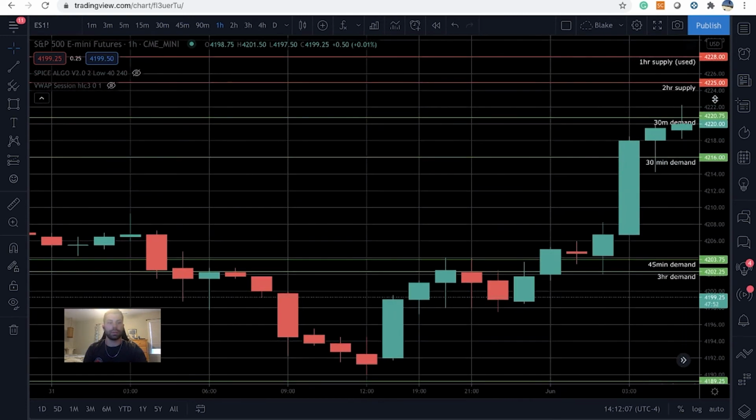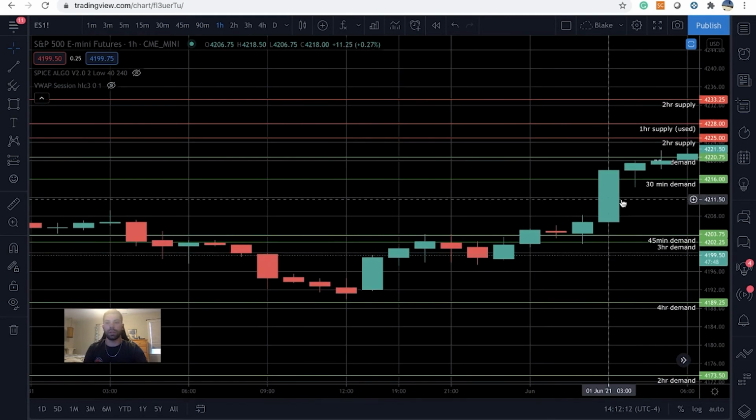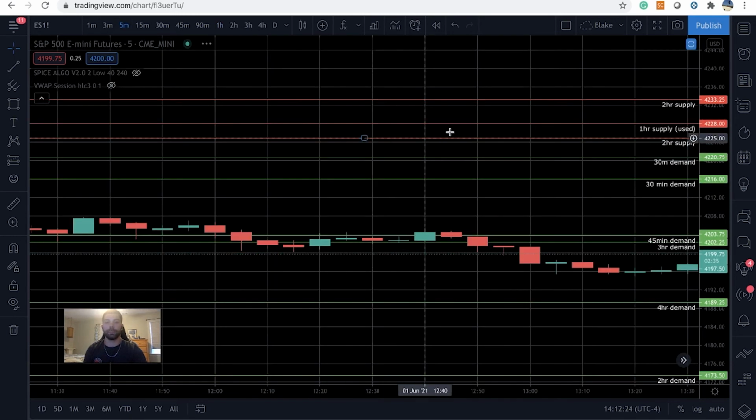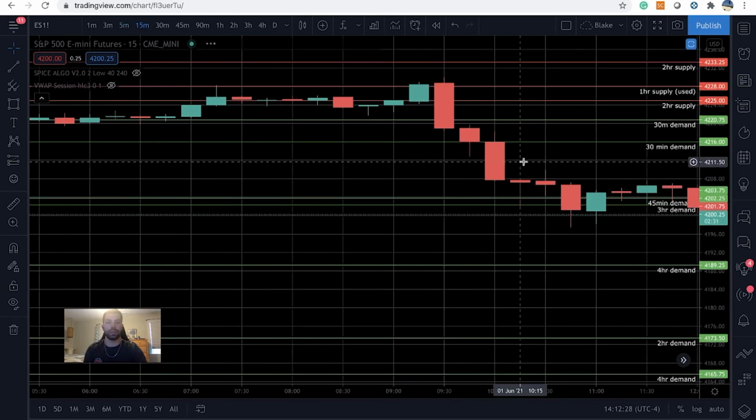So we got all these demand and supply levels. And now what we're going to do is pretend that we're going into the trading day, right? So we charted all this out either the night before or pre-market, and now we're going to go into our trading day, right? And so we'll go to a 15-minute first.